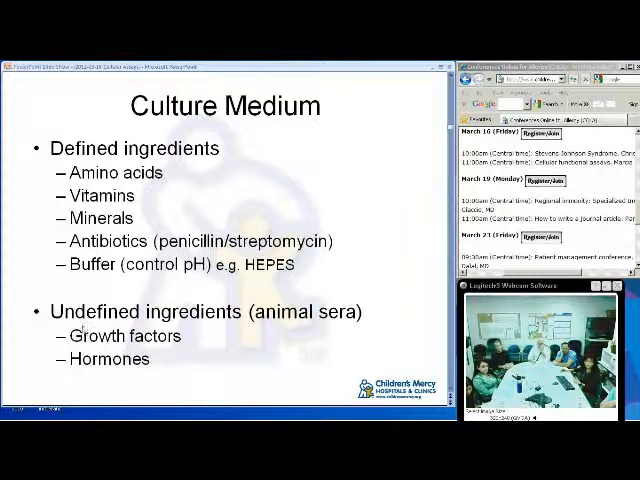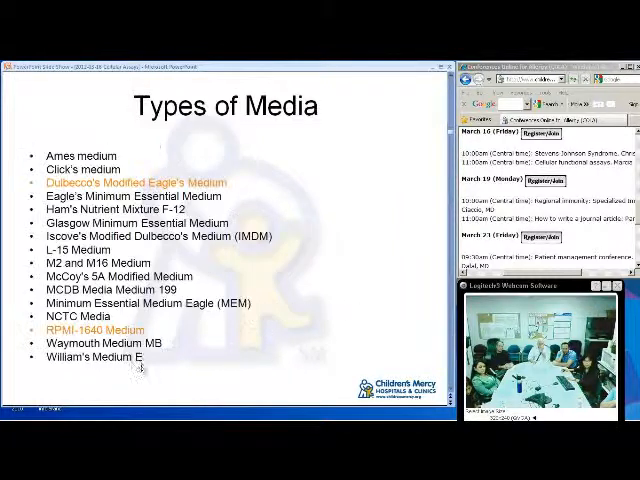And then there are those ingredients that we call undefined, and this is provided through animal sera, and they provide the growth factors and hormones that your cells need.